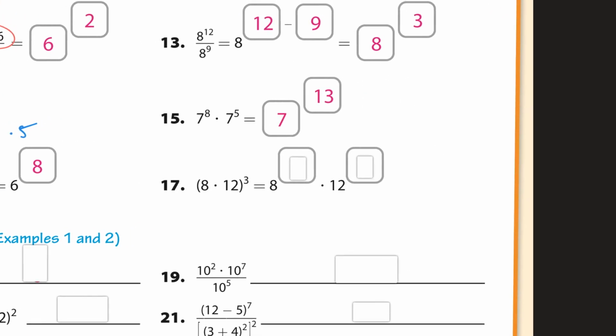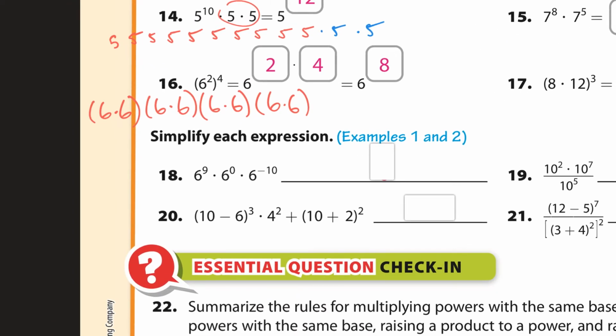Okay. 8, let's see what we can do here. So 8 times 12 to the 3rd power, you could separate them. It could be 8 to the 3rd times 12 to the 3rd. So that's what's going on right here. 8 to the 3rd, 12 to the 3rd. Let's see what else we got here. We have this one.